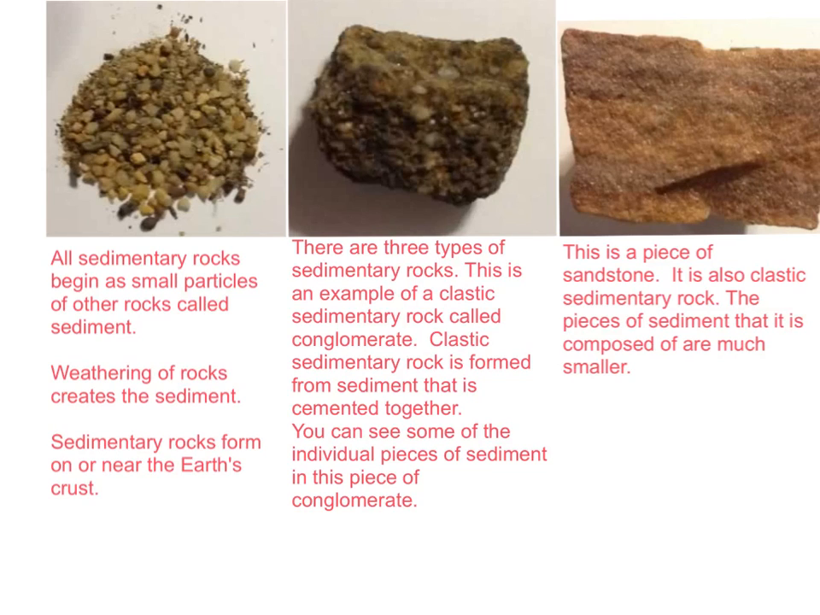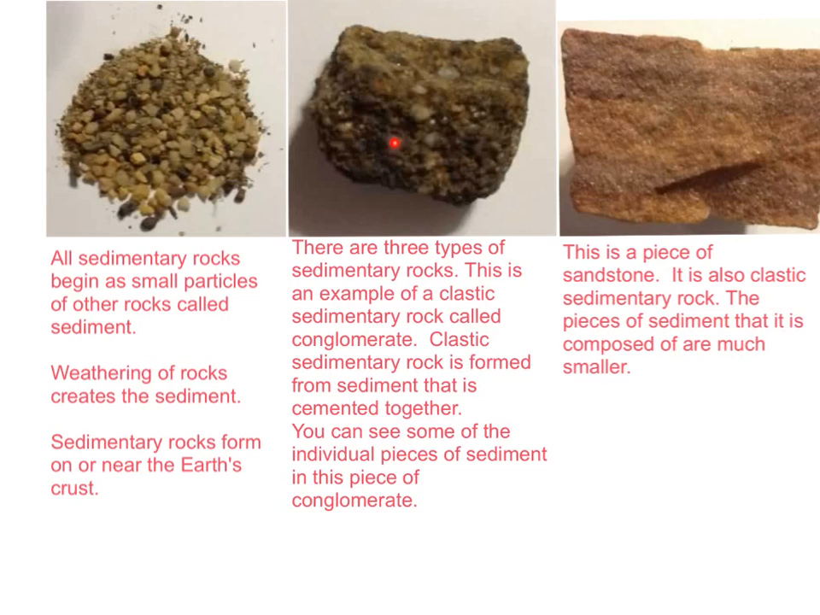The third type of rock in the rock cycle are sedimentary rocks. All sedimentary rocks begin as small particles of other rocks called sediment. Weathering of rocks creates the sediment. Sedimentary rocks form on or near the Earth's crust. You can see the sediments in this sample. There are three types of sedimentary rocks.